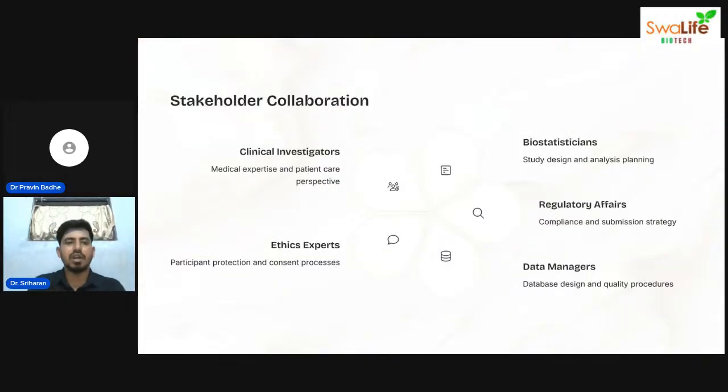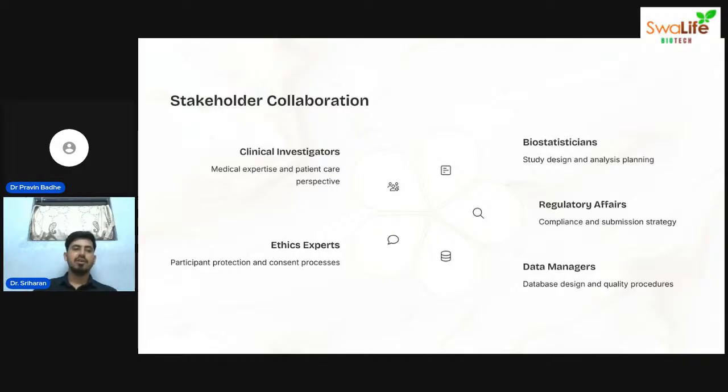What is the stakeholder collaboration? While we are doing this study, what is the collaboration of the team? The clinical investigator should be a physician or a chief doctor. Then a biostatistician is used for statistical analysis, and a statistician also takes part.